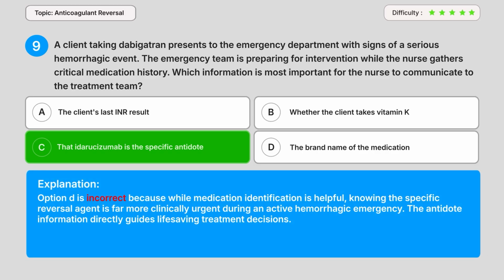Option D is incorrect because while medication identification is helpful, knowing the specific reversal agent is far more clinically urgent during an active hemorrhagic emergency. The antidote information directly guides life-saving treatment decisions.